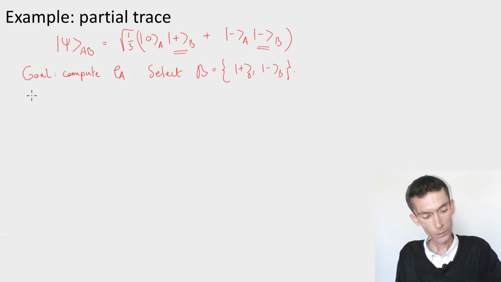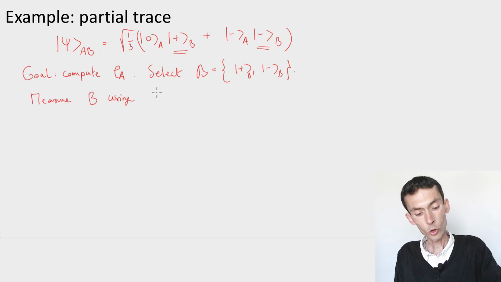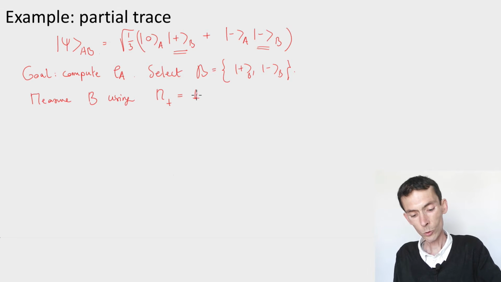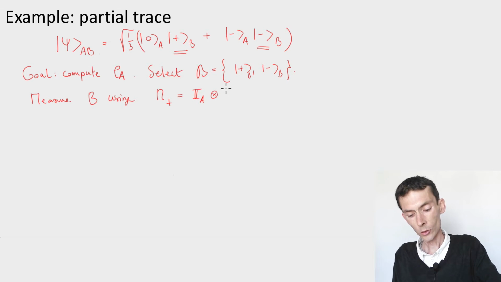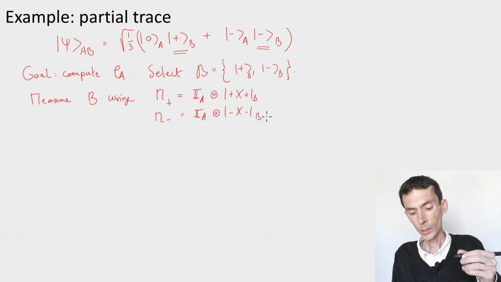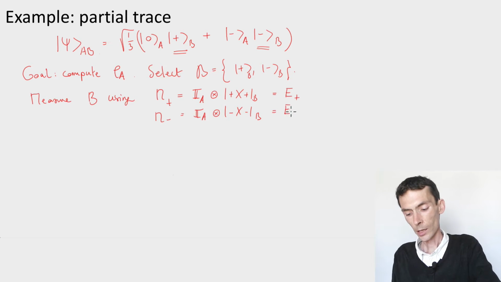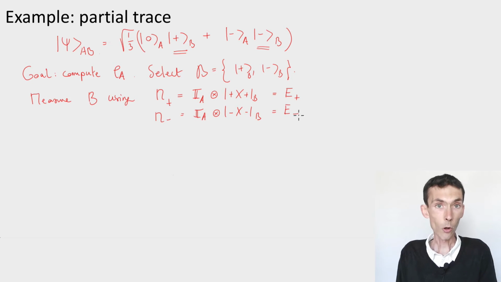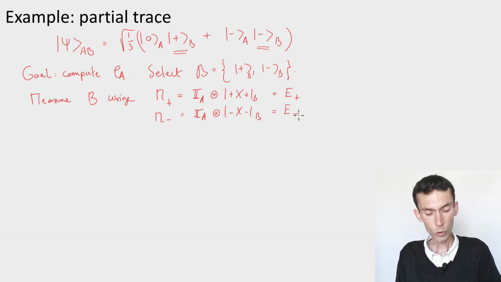And let's measure B using the associated POVM elements. So we can choose two POVM elements, M plus, which would be the identity on A, tensored the rank 1 projection on plus for B, and M minus, which would be, again, the identity on A, tensored rank 1 projection on minus for B. And because this is a projective measurement, we can take as Kraus operators the same as our POVM elements. So now let's compute what the distribution on outcomes is and what the post-measurement states are.